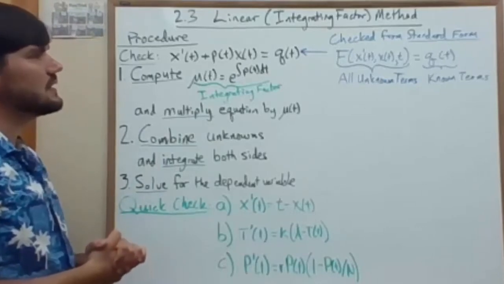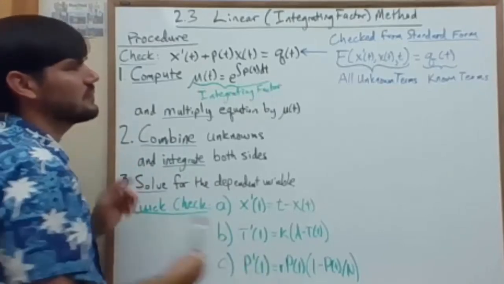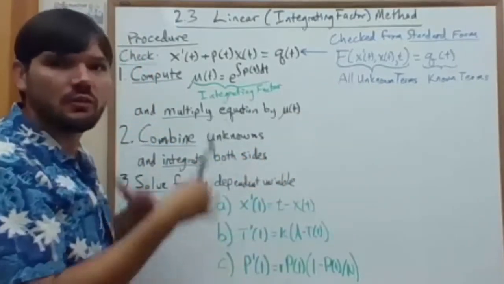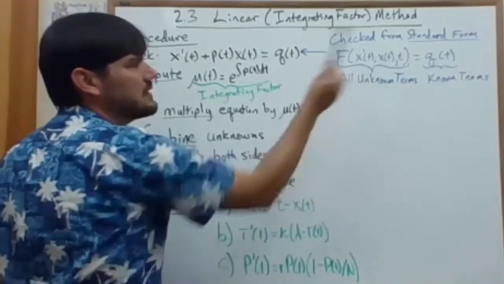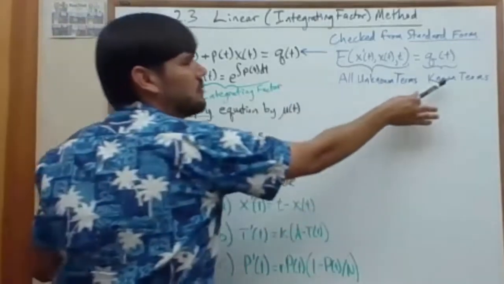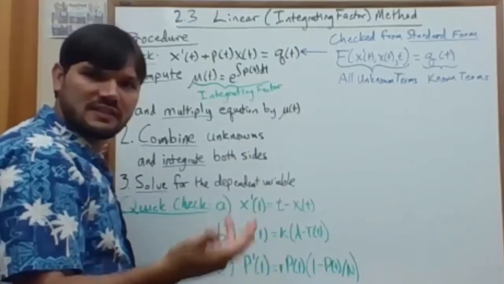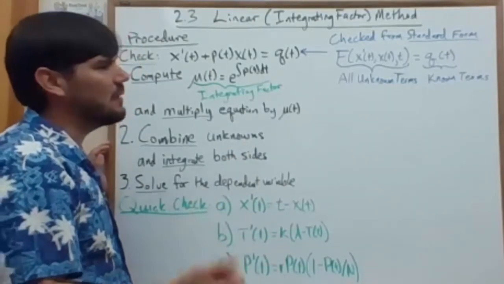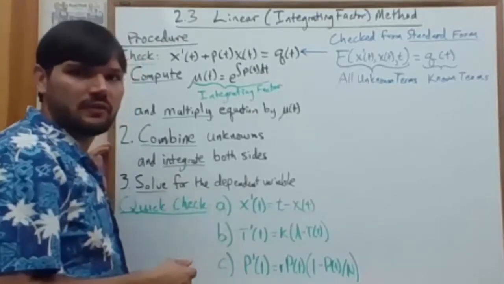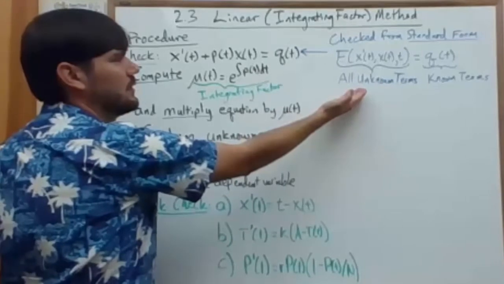Now, this is checked from the standard form, where you collect all the unknown terms, as capital F is just some general function or collection of x prime, x, and t. All the unknown terms on the left, and any leftover terms you put on the right. Now I say unknown terms to represent all the dependent variables, x, x prime, and combinations of those, and the known terms as the independent variables or functions of the independent variables, including constants. So that's what we use to check.